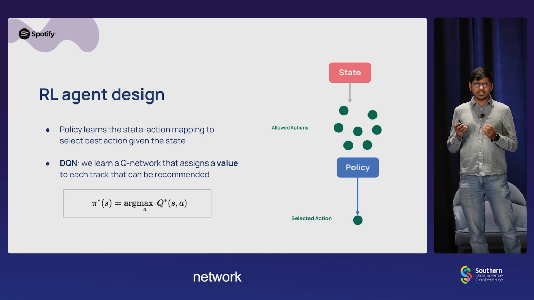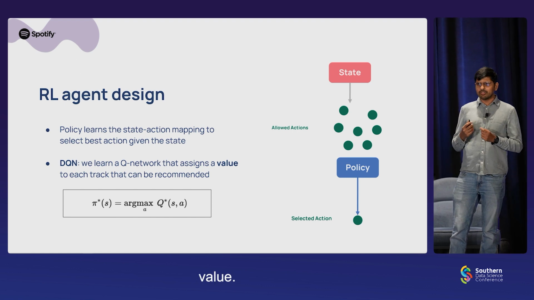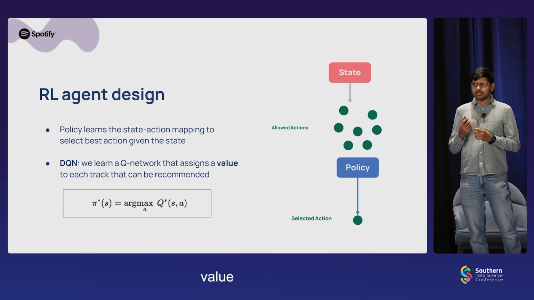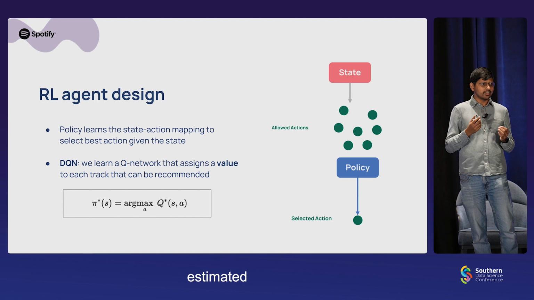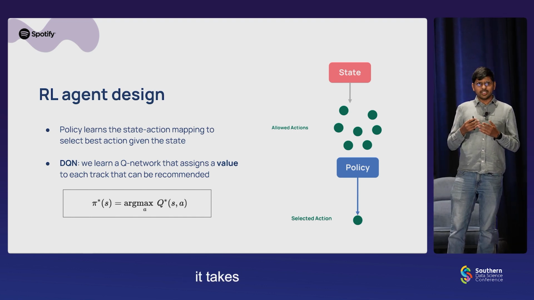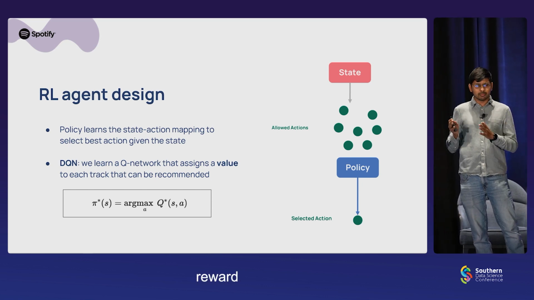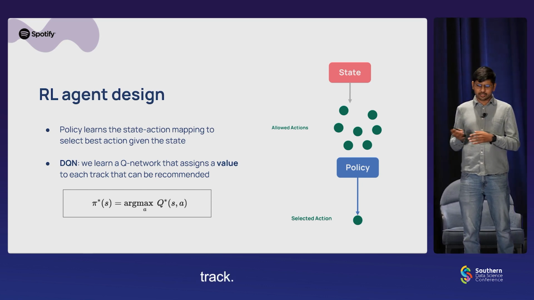The deep Q network relies on a deep neural network to estimate something called a Q value. This Q value represents the estimated return of a given track and a user. So it takes into account both the short-term reward and the long-term reward for the user and the track.